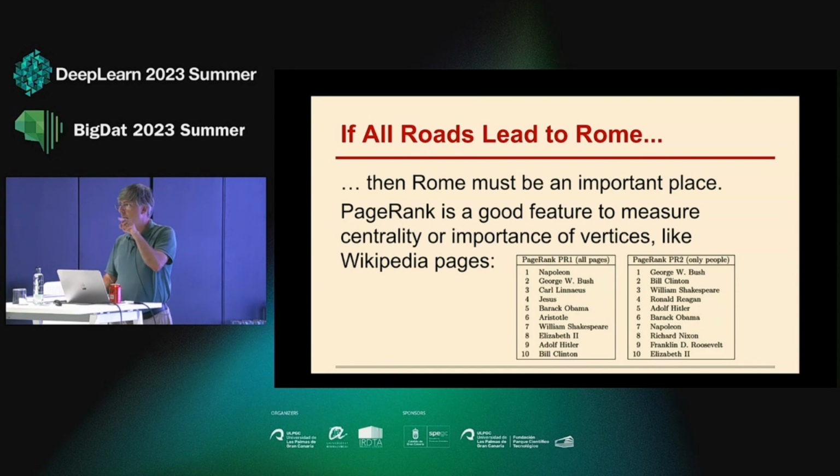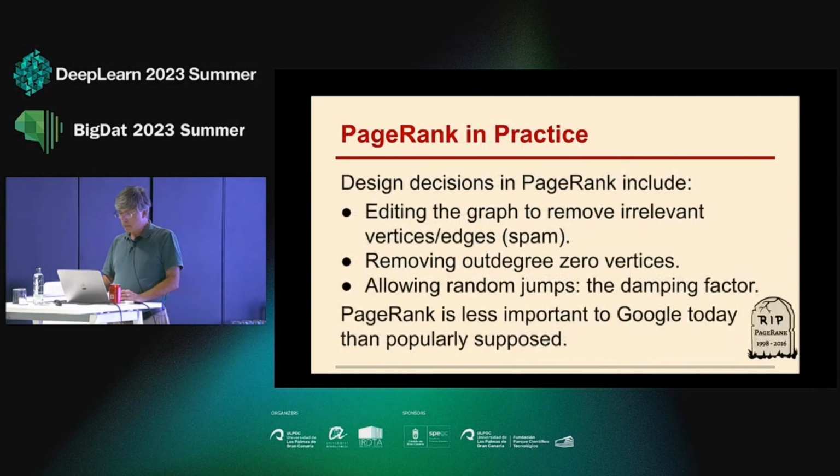Any questions about this idea of centrality, and that this is a good isolated feature for every vertex in a network? Any questions about PageRank and why it's a good thing? Okay, good. But there are some engineering decisions on your network that depend on what you need to make your PageRank computation good.